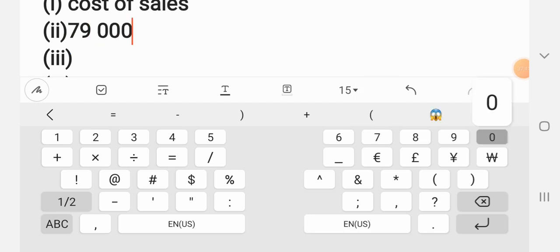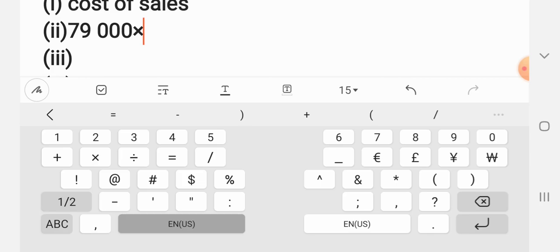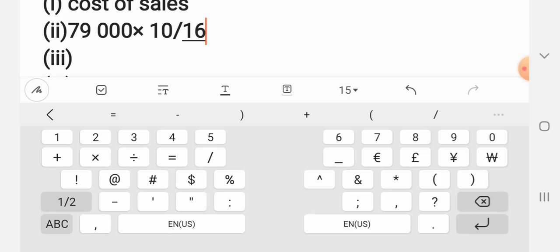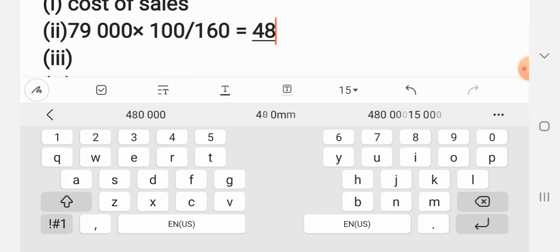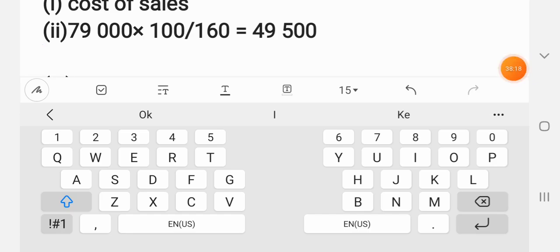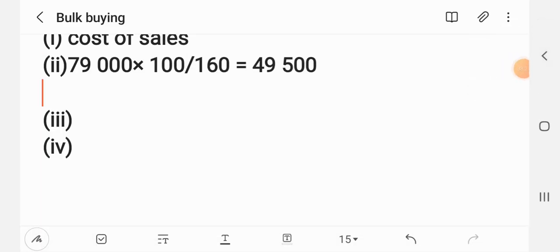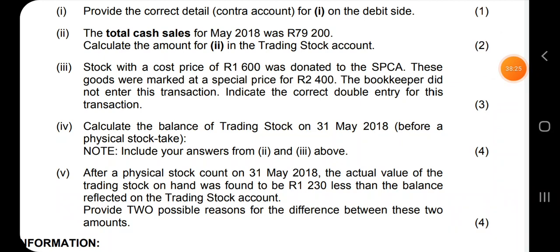To get cost of sales, we will multiply that. Remember, VAT inclusive and VAT exclusive. We want the amount excluding the markup, so that will be 100 divided by 160, and this is going to give us 49,500, just like that.